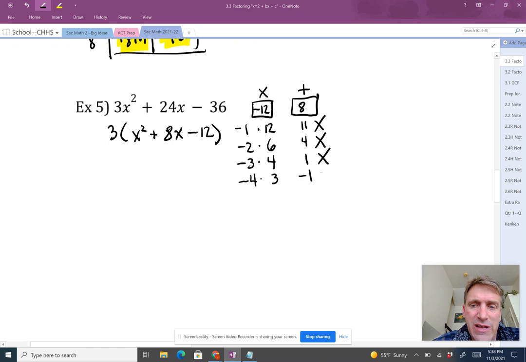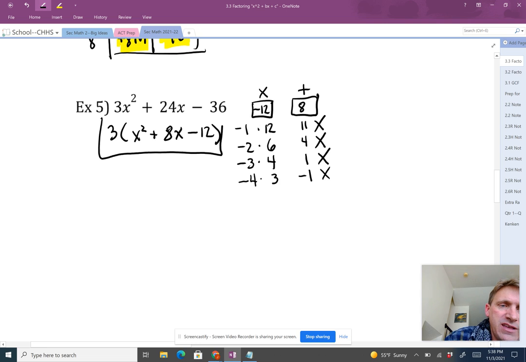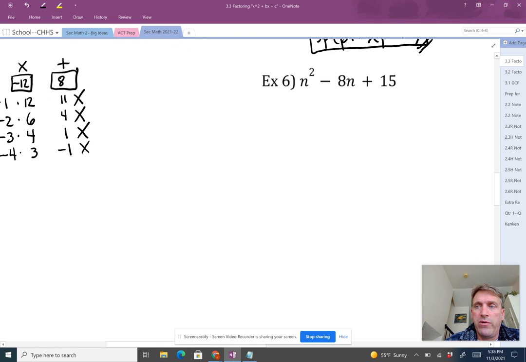So at this point, we could say this part right here is prime. And so we're not going to factor it any further. We just say this is the factored form, and we're done with example 5. Now we'll go to example 6.